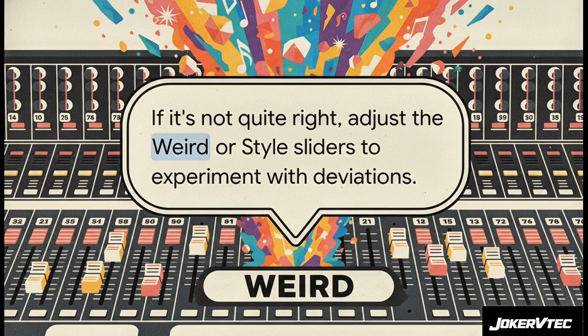So what happens if the result still isn't quite right? Well, here's your ultimate troubleshooting tip. These platforms feature customization sliders, often labeled as weird or style. If your fusion isn't hitting that perfect middle ground, just adjust these sliders to experiment with how far the AI deviates from its standard safe output. Pushing these sliders forces the AI to respect your clashing genres. Just a quick warning though, push weird too far and you might get something a little too avant-garde.